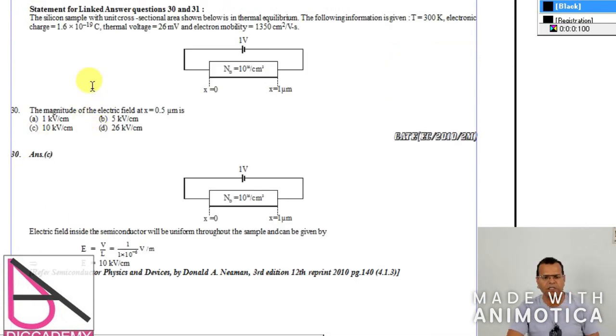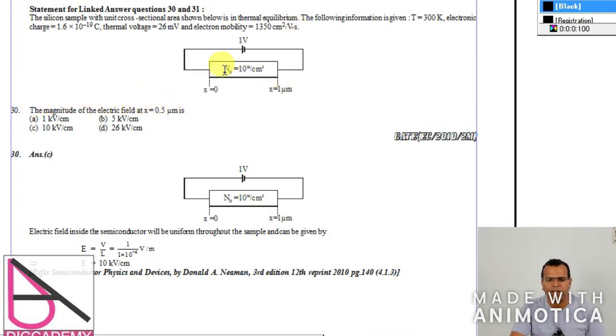So let us see the next question. This is a linked answer question. These linked answer questions were asked before 2010; this type of question is no more in GATE. The silicon sample with unit cross sectional area shown below is in thermal equilibrium. The following information is given. At 300 Kelvin, the electronic charge is given to you. The thermal voltage is 26 millivolt. Electron mobility is 1350 centimeter square per volt second. You have to find the magnitude of the electric field.